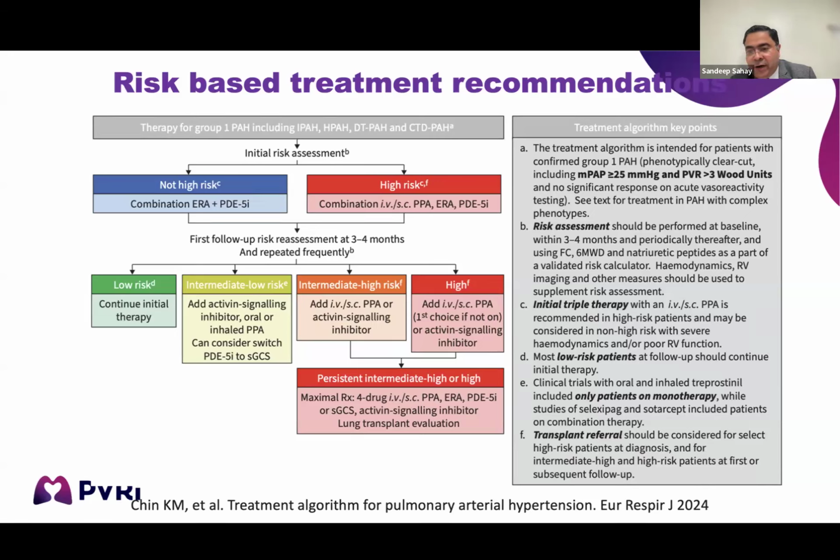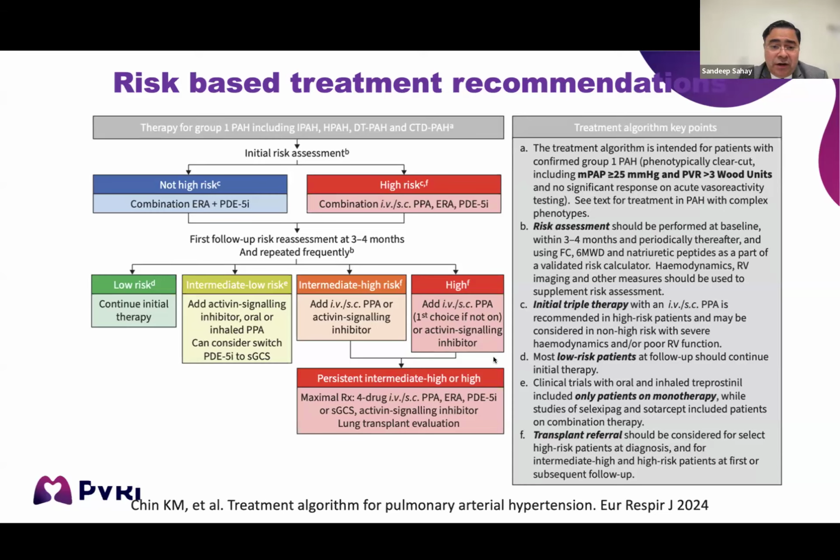Initial triple therapy for high-risk patients is recommended, but may be considered in some non-high-risk patients where the hemodynamics is bad or the RV function is poor. And again, we talk about risk assessment and risk-based treatment, but keep in mind, there will be many patients where the low risk will not be possible.